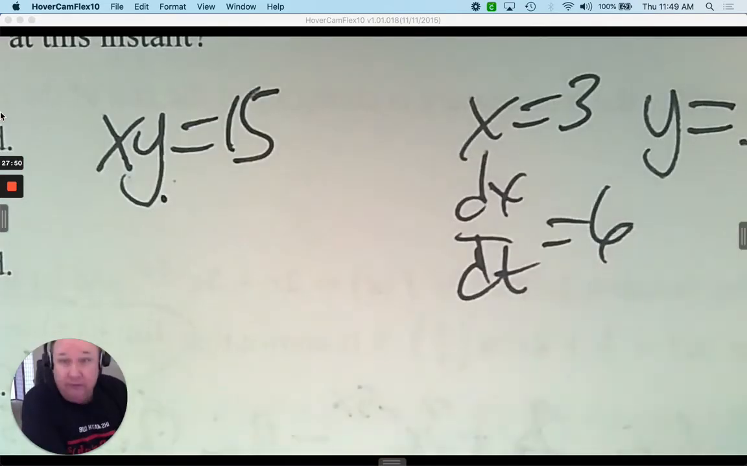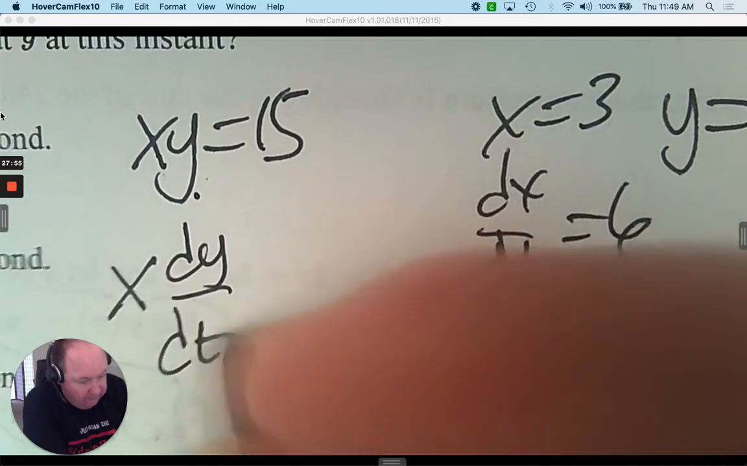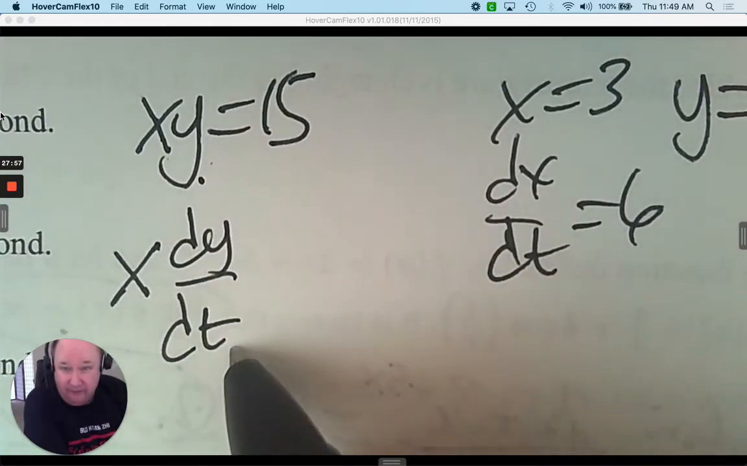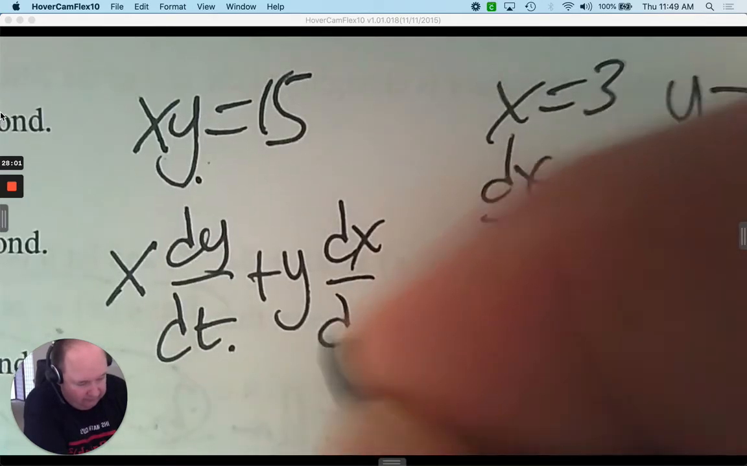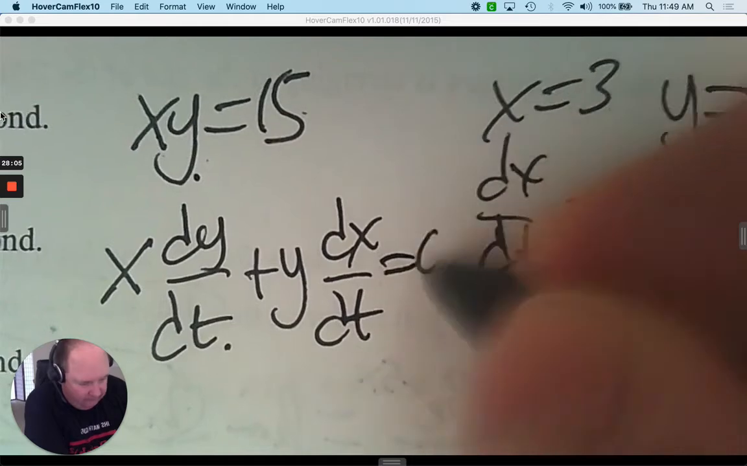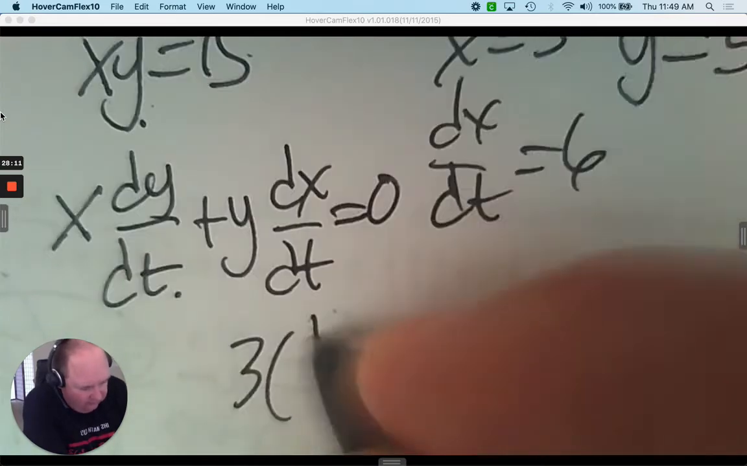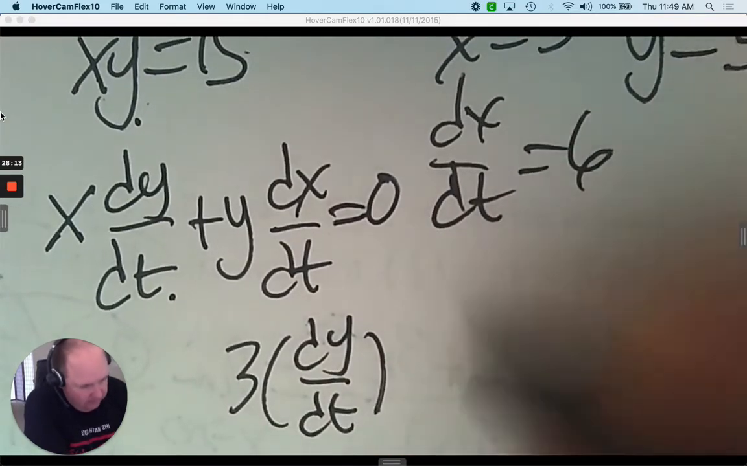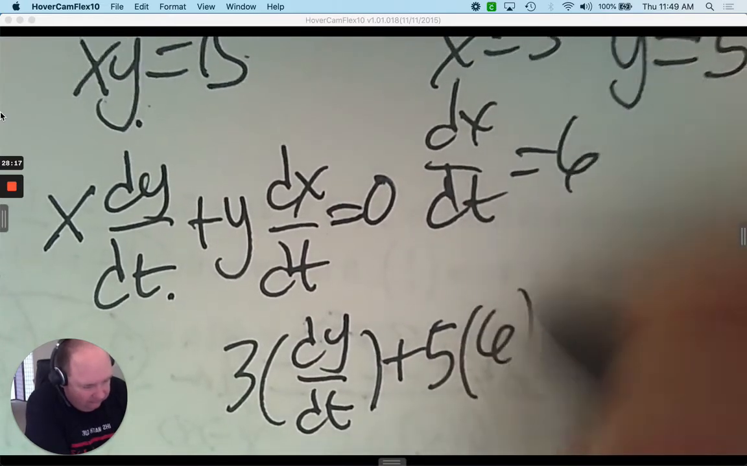All right, the derivative is the product rule. That's the first times the derivative of the second, and this is with respect to time, plus the second times the derivative of the first with respect to time. And the derivative of 15 is 0. Now we have these values to plug in. So x is 3. y is 5. dx by dt is 6.